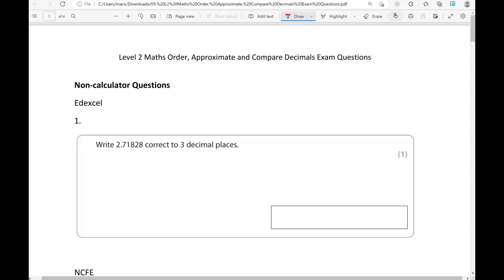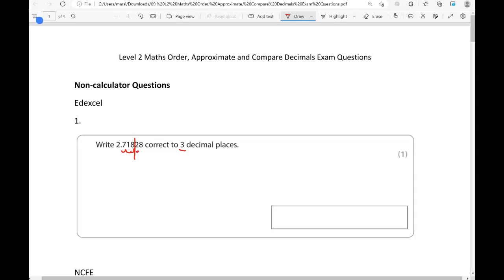Here's the first one. Write 2.71828 correct to 3 decimal places. So, 3 decimal places, that means 3 digits after the decimal point, so 1, 2, 3. So this will be the cutoff point. To decide whether we round this to 2.718 or 2.719, we need to look at this digit on the right.